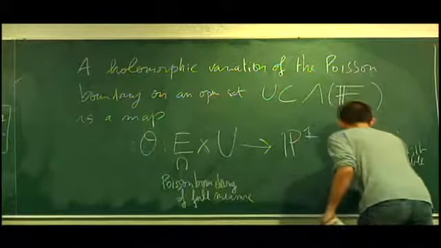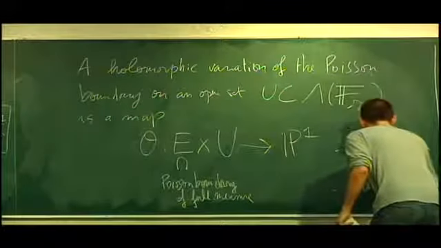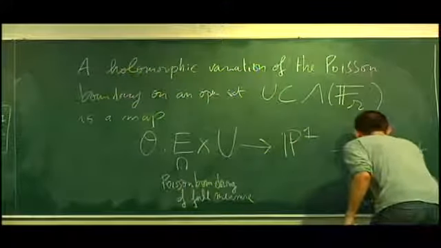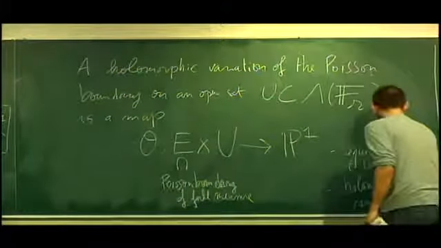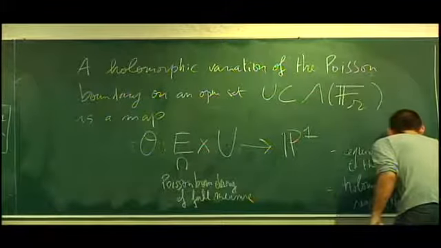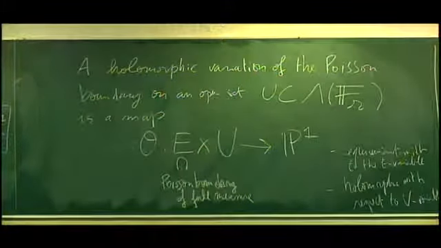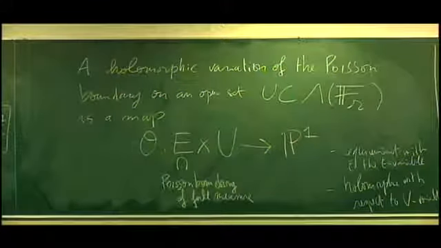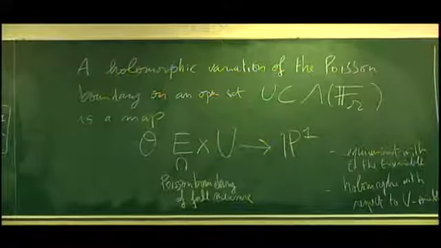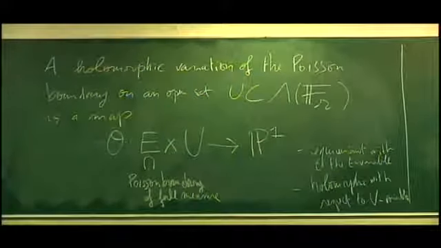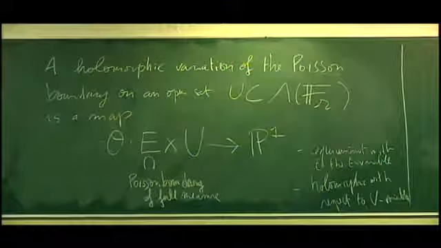And it is holomorphic with respect to the U variable. This Poisson boundary is a circle? Is a circle? No, here the Poisson boundary is a measure on the geometric boundary. There's no geometric representation like a circle or something like that.